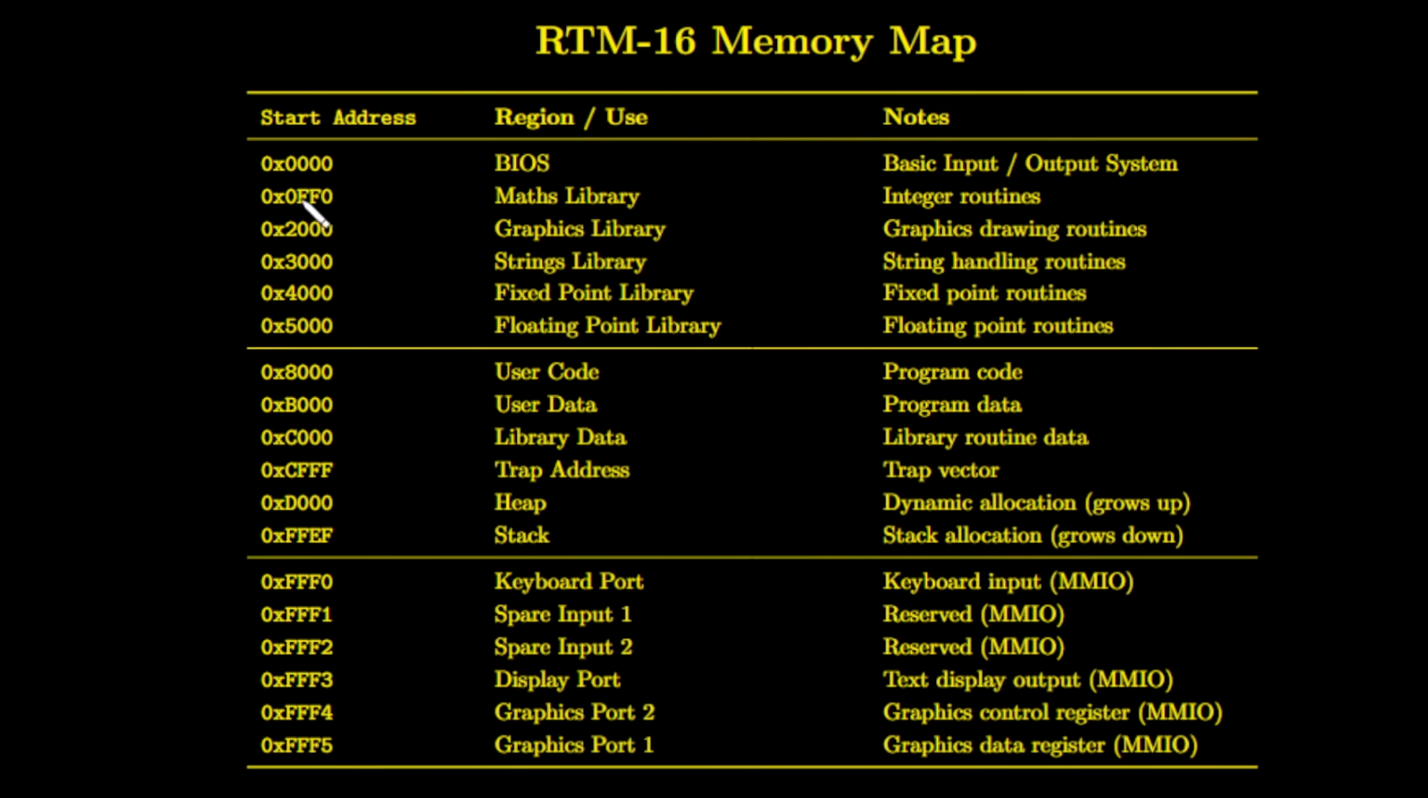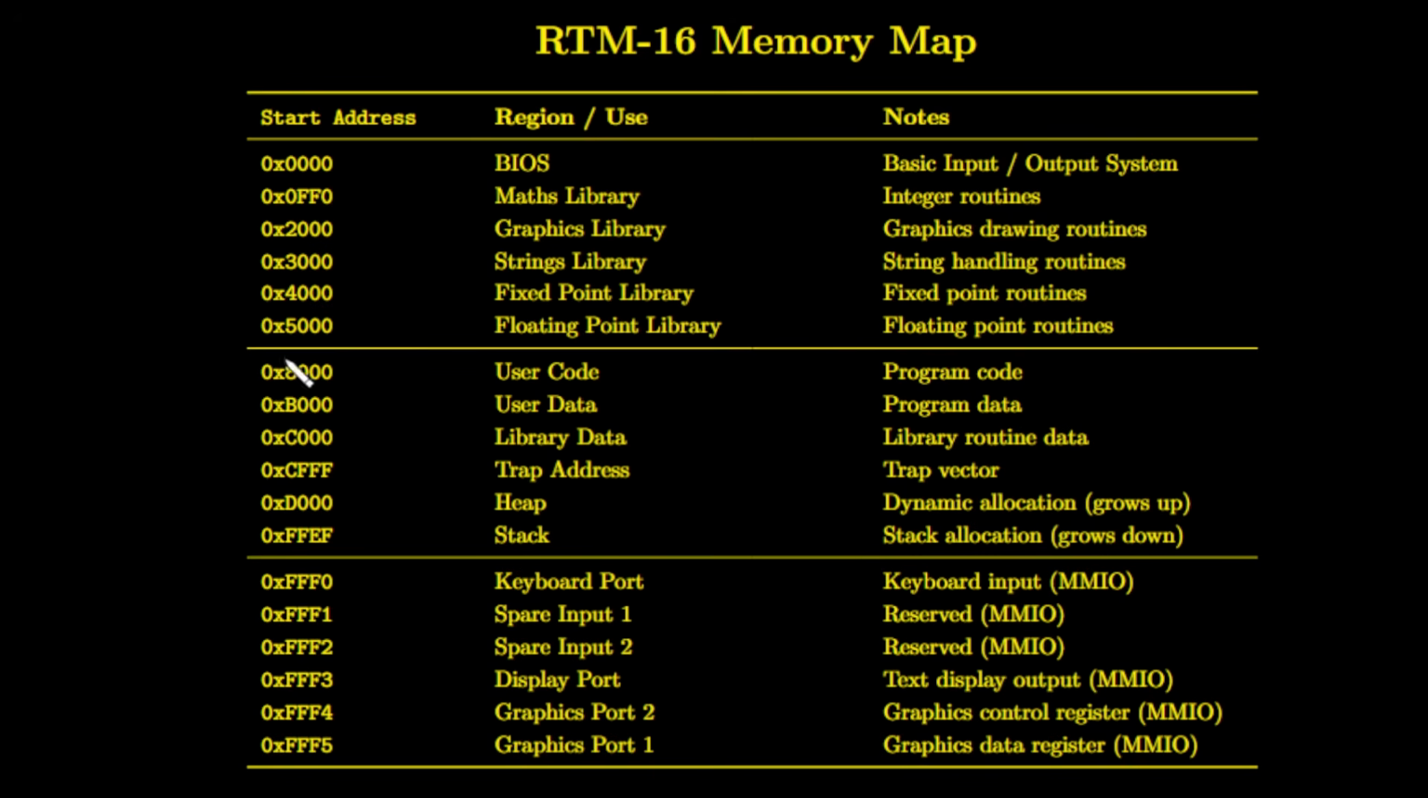Now the next address here, this is the beginning of the mathematics library. These are our integer routines, and then at 0x2000 we've got our graphics library, 0x3000 is the string library, the fixed point library and the floating point library. So this makes up all of the libraries we have within our ROM.